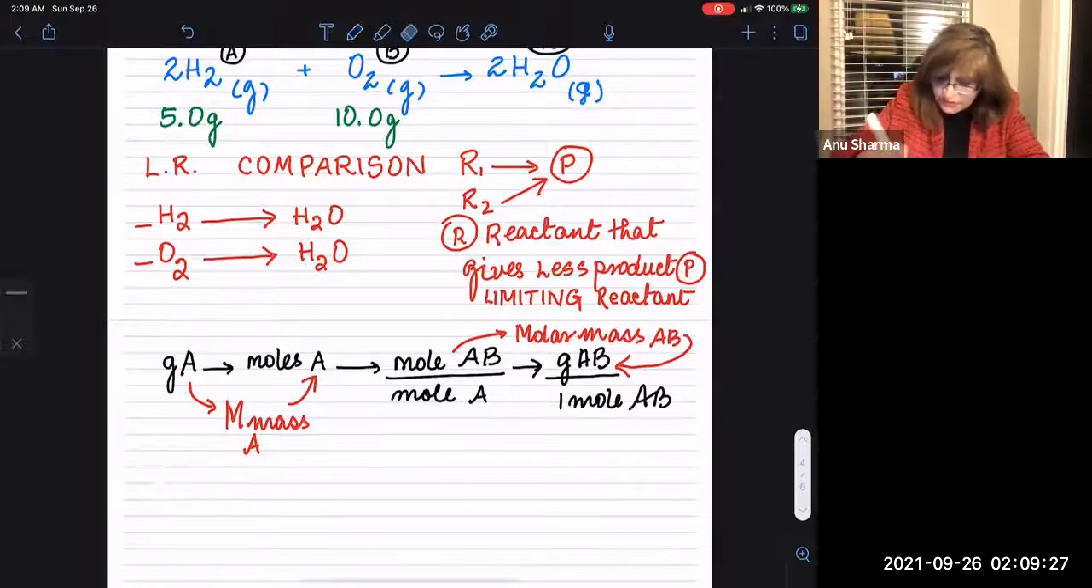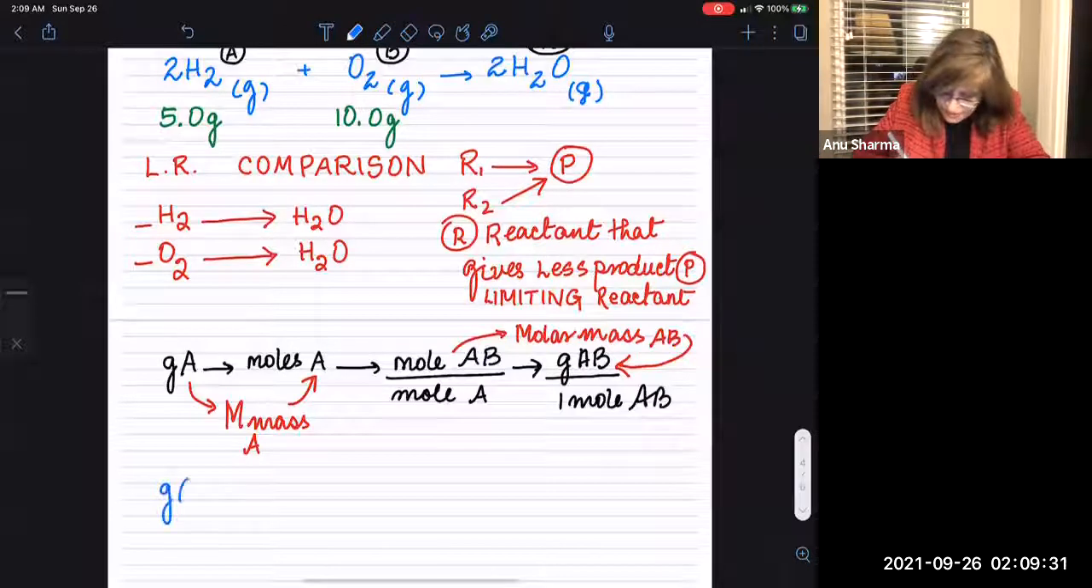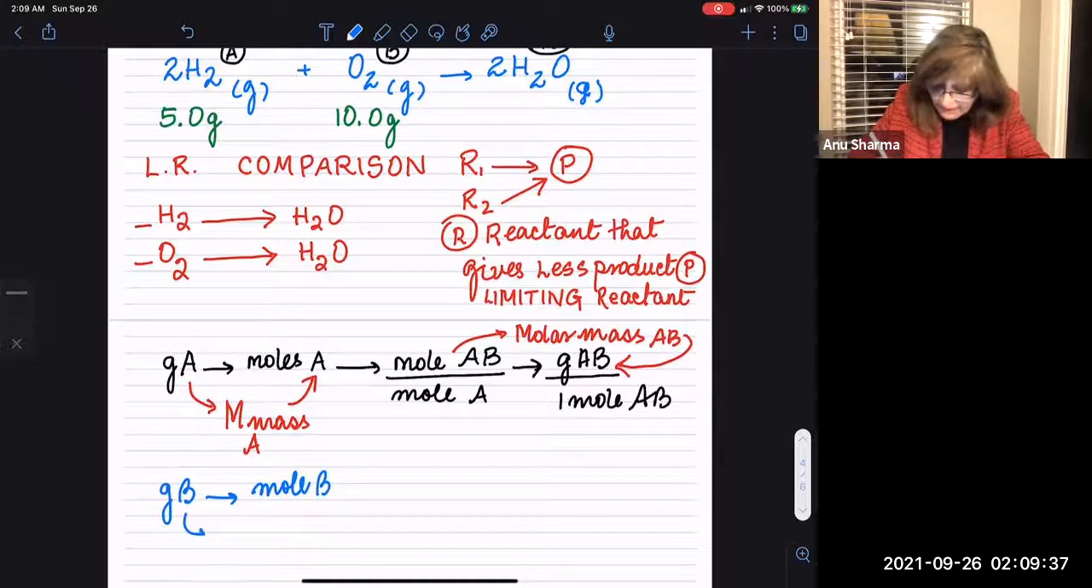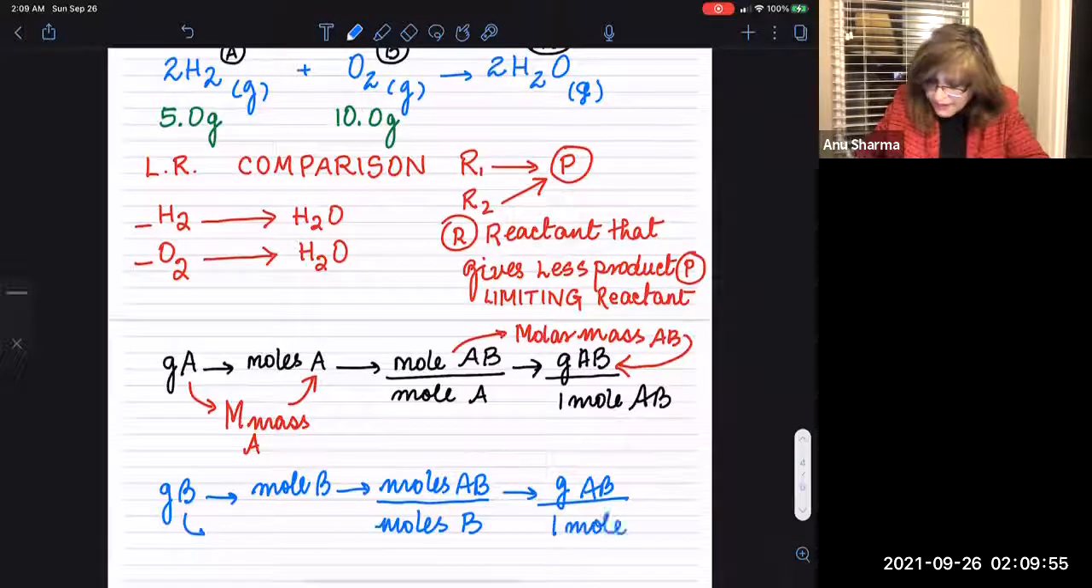So let me write this down. So the B is grams of B. Convert that to moles of B using the molar mass. And here you're going to take the moles of AB, that's the product, over the moles of B, and grams of AB over 1 mole of AB.